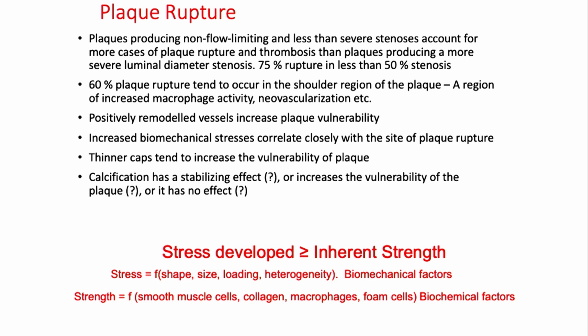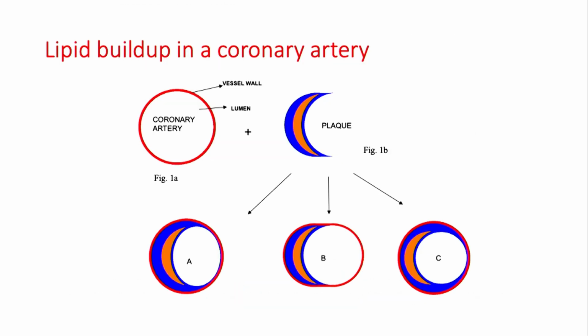The interesting point is that plaques producing a more severe luminal diameter stenosis are not the problem. 75% of ruptures take place at less than 50% stenosis. 60% of plaque ruptures tend to occur in the shoulder region of the plaque, a region of increased macrophage activity, neovascularization, and so on. Increased biomechanical stresses correlate closely with the site of plaque rupture. Essentially, we are looking at the stress, and if the stress is greater than the inherent strength, there is a fracture of the cap and rupture. So we modeled this.